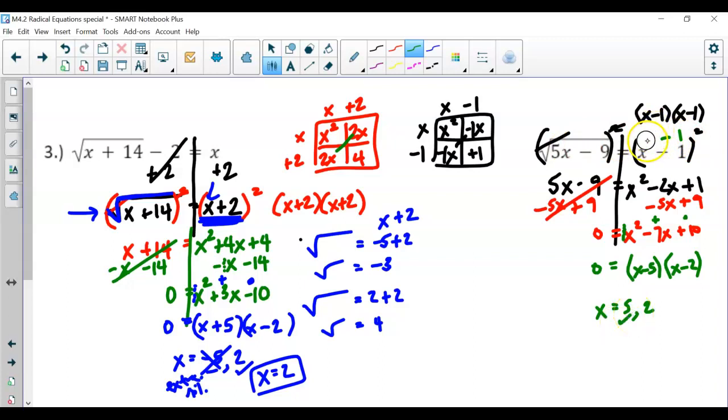So now let's check 2. 2 minus 1, which is 1. Can our radical equal positive 1? Yes. So they were both a solution, no extraneous.